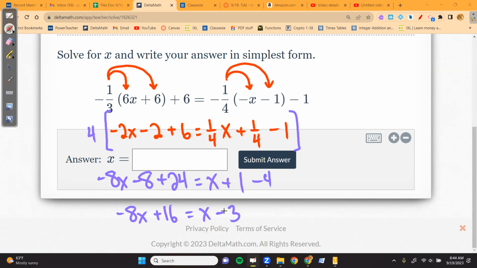The answer is about to appear. You'll see it happen. We're going to add the 8x across to the right, giving us 9x. We're going to add the 3 across to the other side, giving us 19. And the answer I was looking for was 19.